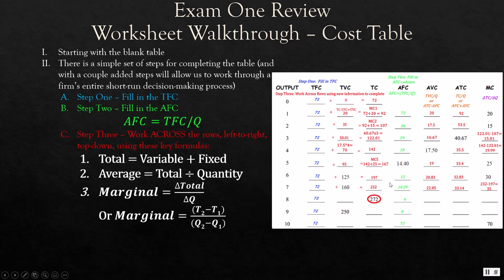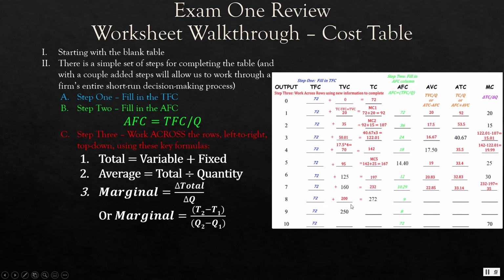For Unit 8, my new piece of information is that the total cost is 272. Subtract 72, that's going to leave me with a total variable cost of 200. Divide that 200 by the 8 units and I get an average variable cost of 25. Divide the 272 by 8 and I get an average total cost of 34. And then for the marginal cost, I take the total cost with Unit 8 and the total cost with only Unit 7. And I get 272 minus 232. Unit 8's marginal cost is $40.